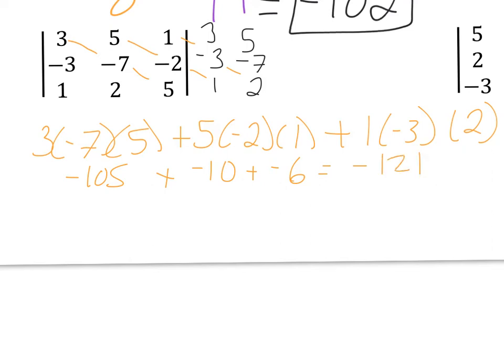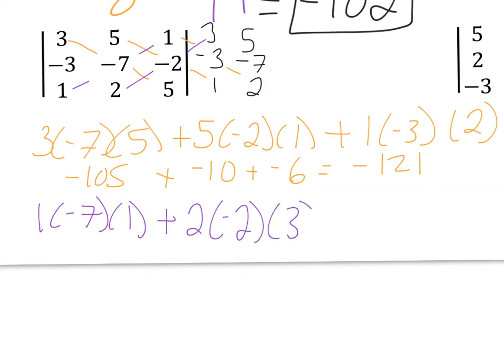And then I'm going to go in the other directions. I'm going to do 1 times negative 7 times 1 plus, I think highlighters are really helpful for this, by the way, 2 times negative 2 times 3, because that way you can see through it, and circling them I think gets a little confusing, plus times negative 3 times 5. Be really careful with negatives here. Negatives will throw everything off.